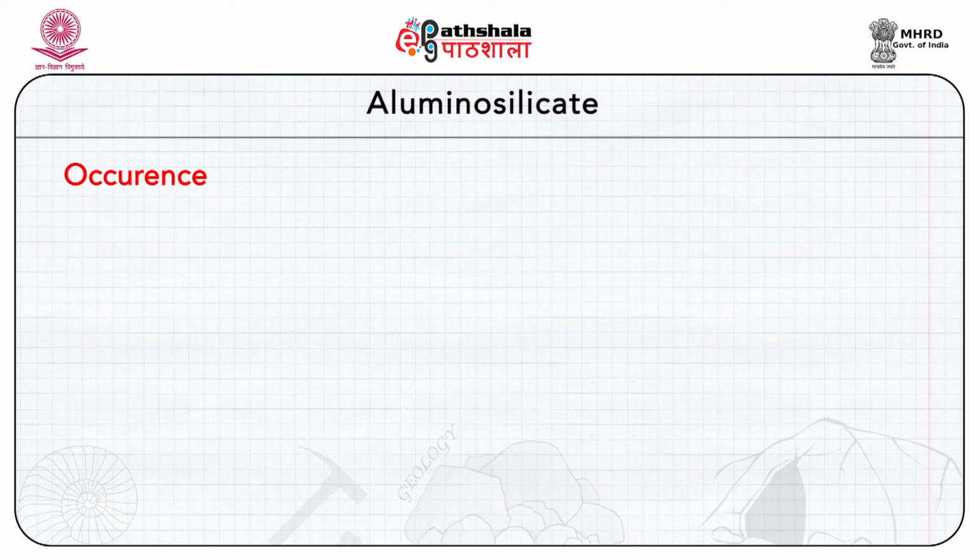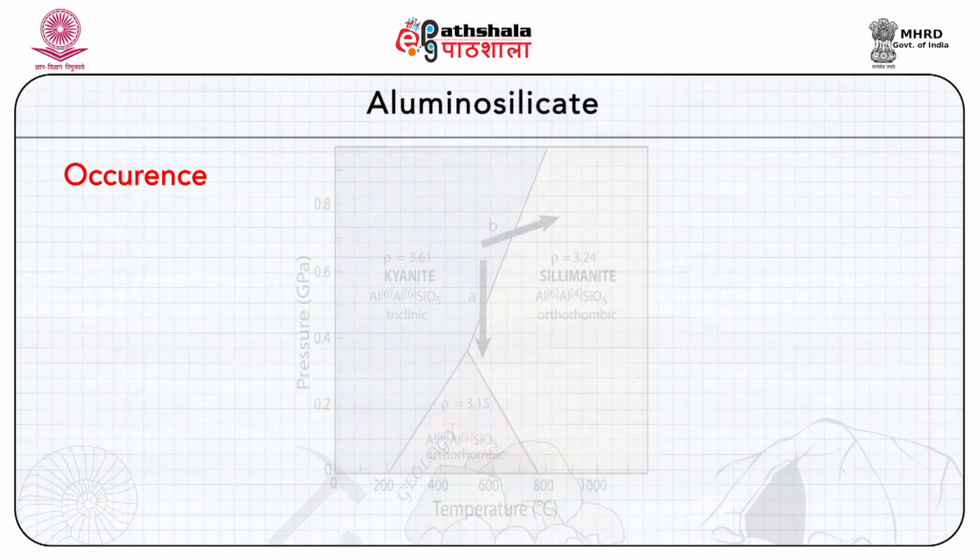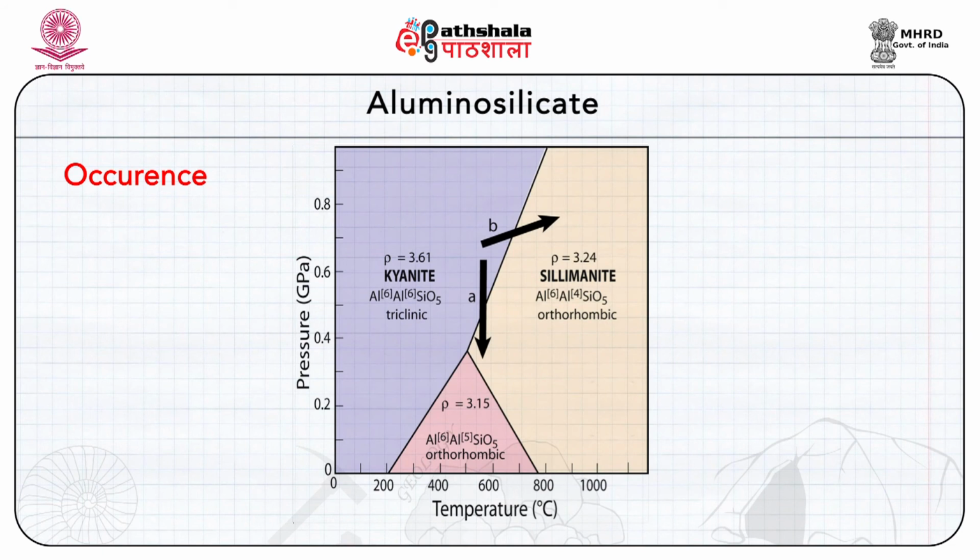Occurrence of these minerals. Each polymorph is known to have a specific pressure and temperature range over which it is stable, with andalusite being the low pressure polymorph. Kyanite is stable at higher pressures and sillimanite is stable at high temperatures. So, these minerals have found extensive application in establishing the pressure and temperature conditions of rocks bearing them. The stability fields of these minerals are related by a phase diagram.